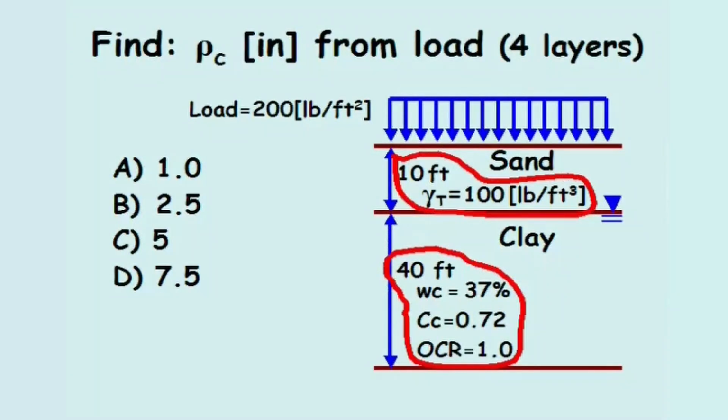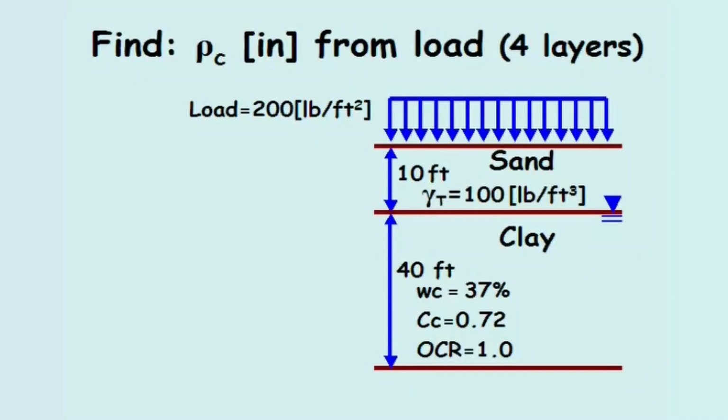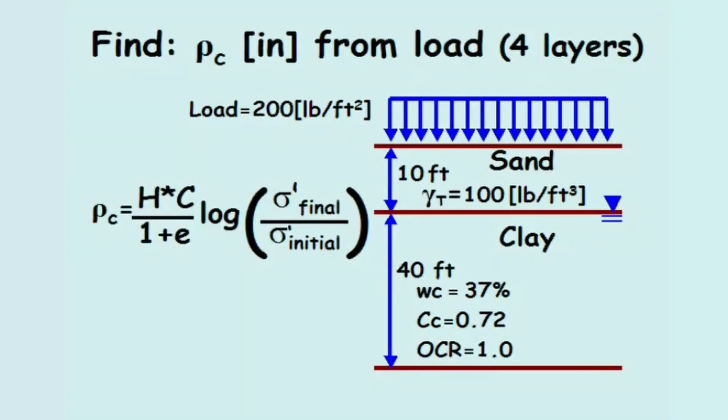We've also been given some soil properties, and we notice the groundwater table is at the sand-clay interface. The generalized equation for consolidation settlement is the height, or thickness, of the layer times the compression index divided by 1 plus the initial void ratio, all multiplied by the logarithm of the final vertical effective stress divided by the initial vertical effective stress.